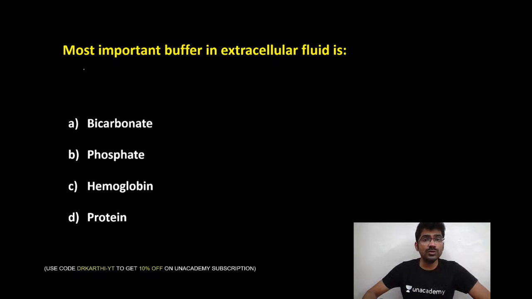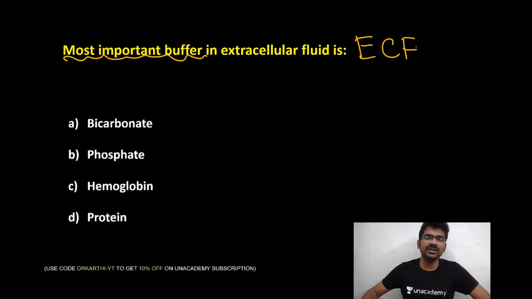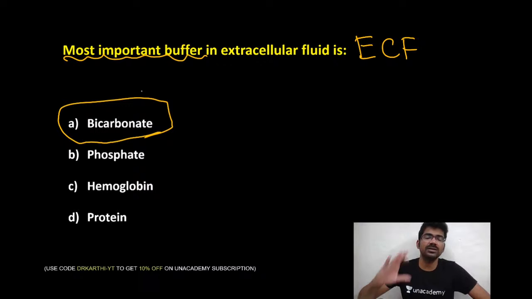So which of the following is the most important buffer in the extracellular fluid? Which is the most important buffer in the ECF? Tell me. Is it bicarbonate, phosphate, hemoglobin, or protein? So tell me. So which one? Excellent, excellent. The answer is bicarbonate. Bicarbonate buffer is the most important buffer in your extracellular fluid.